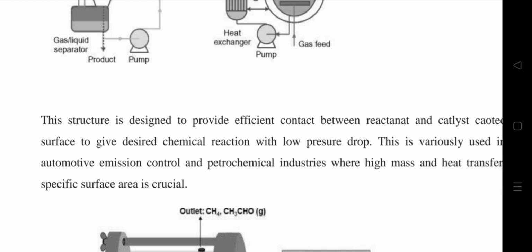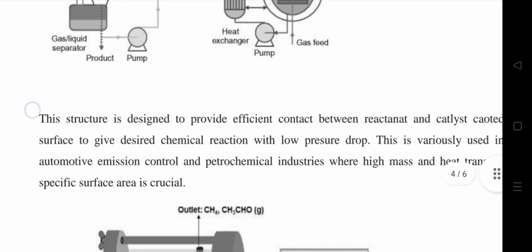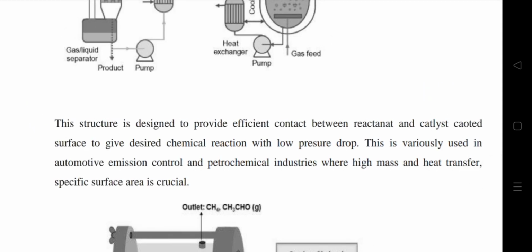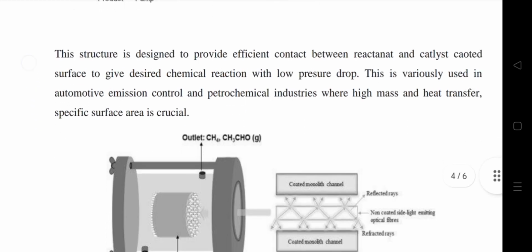This structure is designed to provide efficient contact between reactant and catalyst coated surface to give the desired chemical reaction with low pressure drop. This is widely used in automotive emission control and petrochemical industries, where high mass and heat transfer specific surface area is very crucial.